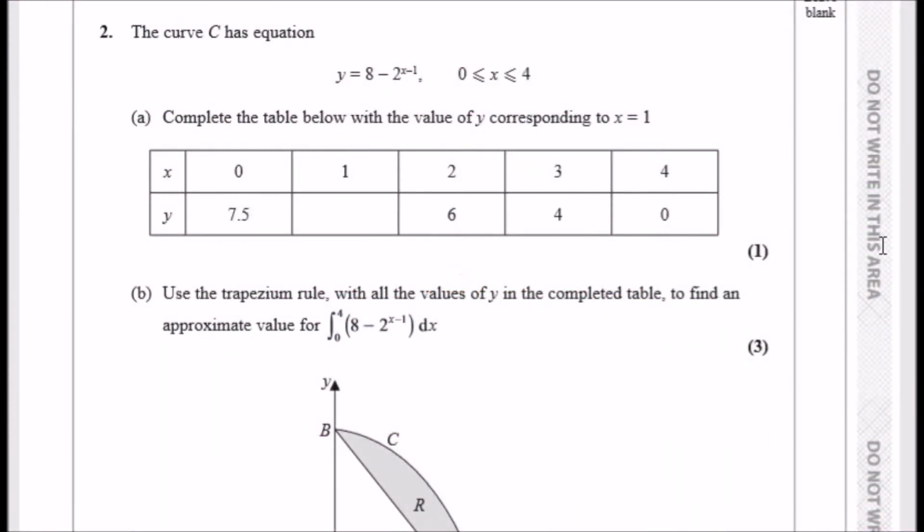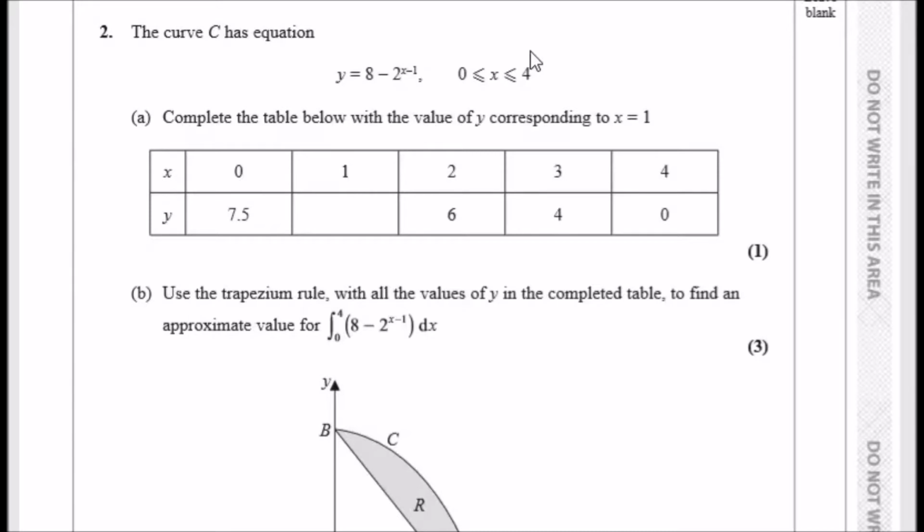Okay guys, question 2. So the curve C has the given equation, y equals 8 minus 2 to the power of x minus 1, and we're taking values between 0 and 4 for x. Now according to part A, we just need to complete a table by plugging in the value of x equals 1. And that's obviously easy.